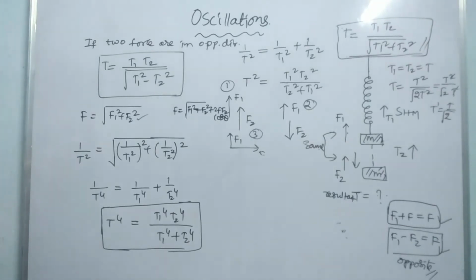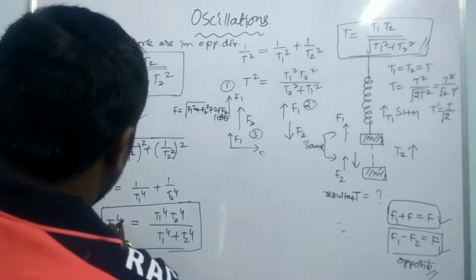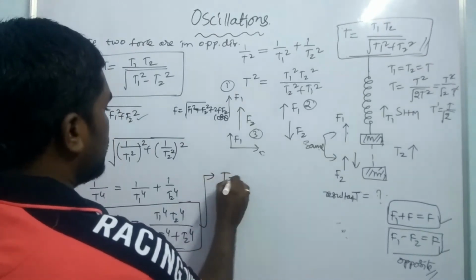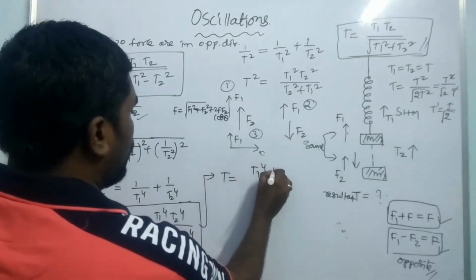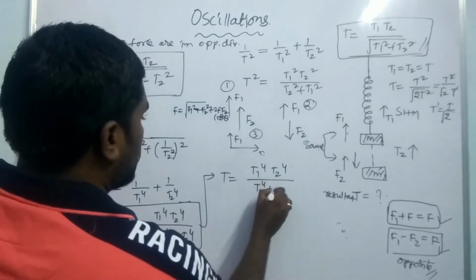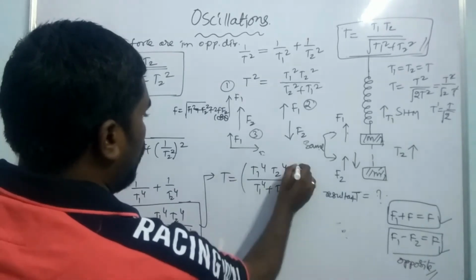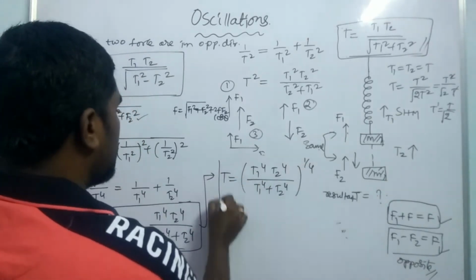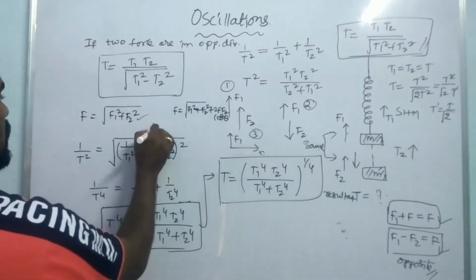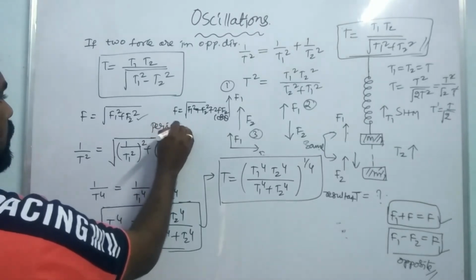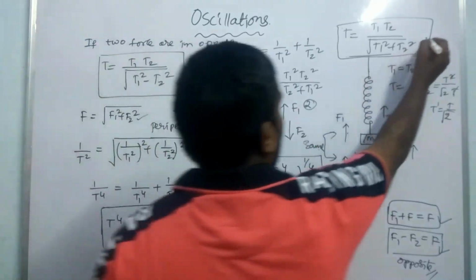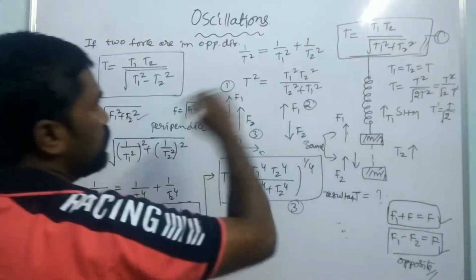So here we can write that t power 4 should become this side, and this can be written as t is equal to t1 power 4 t2 power 4 by t1 power 4 plus t2 power 4, whole power 1 by 4. So this is the time period when the two forces are acting perpendicular to each other. Okay. So this is equation 3, and this is equation 1 here, and equation 2 is here.